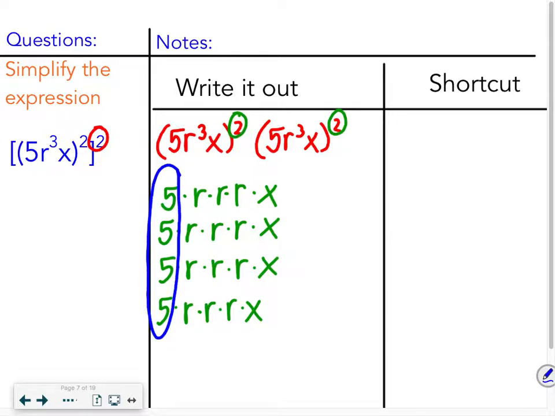Multiply all the 5s. 5 times 5 times 5 times 5 is 625. And then I have 3, 6, 9, 12 r's. And I have 4 x's.